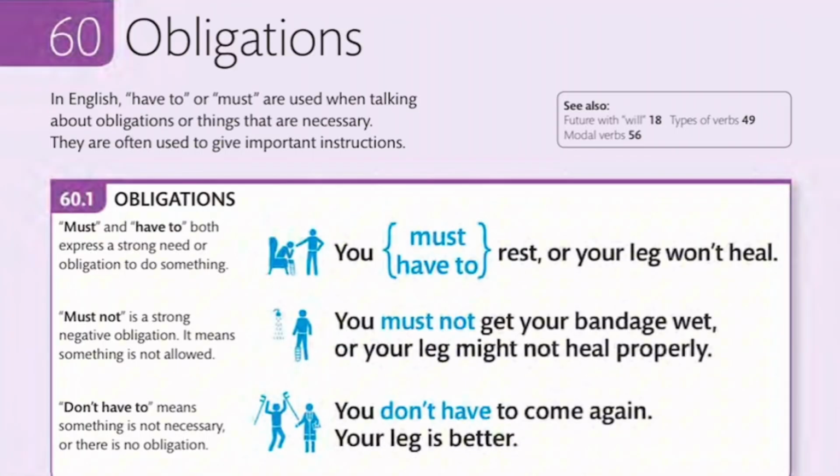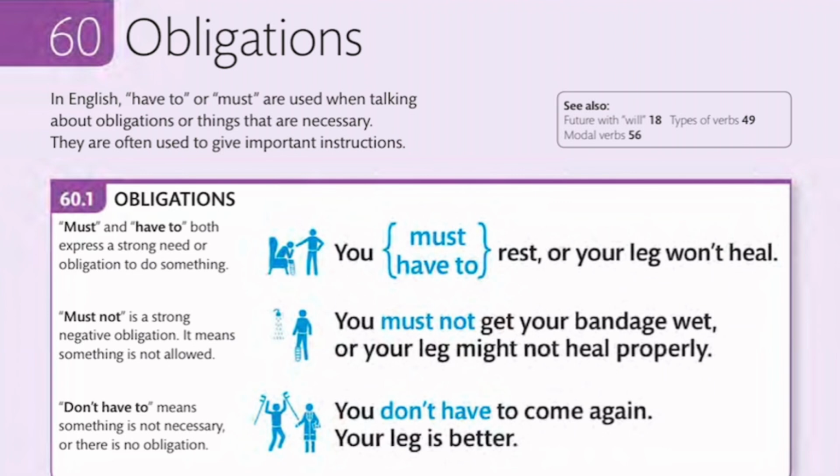The next one we will talk about is modal auxiliary verbs that we use for obligations. In English, we use have to and must when we are talking about obligations or things that are necessary. Obligations: must and have to both express a strong need or obligation to do something. You must rest or your leg won't heal. You have to rest or your leg won't heal. It's very strong, something that you have no choice but to do.